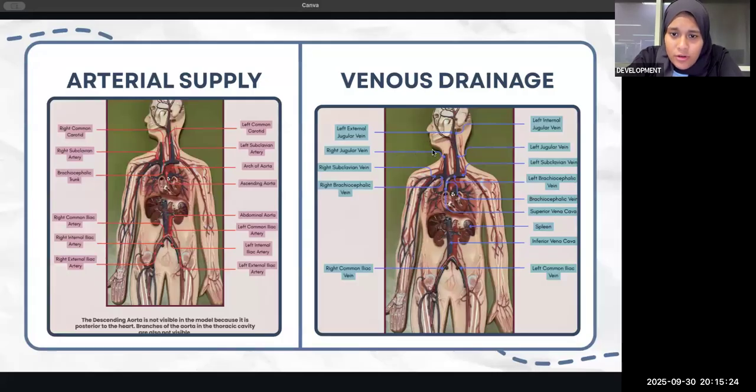Left internal and external jugular merge together. But doesn't external drain the subclavian? Where does the internal join with the subclavian?